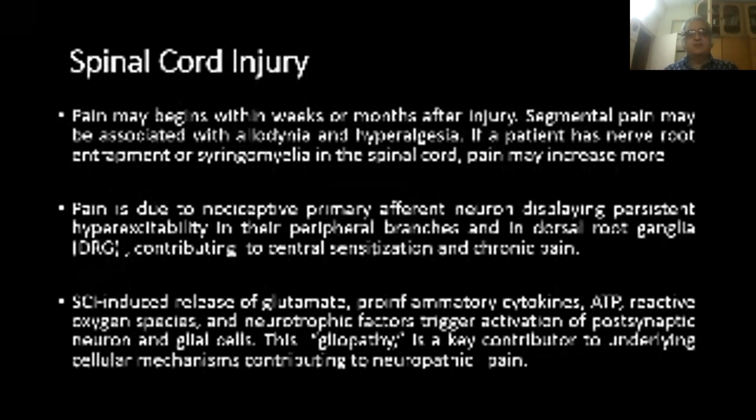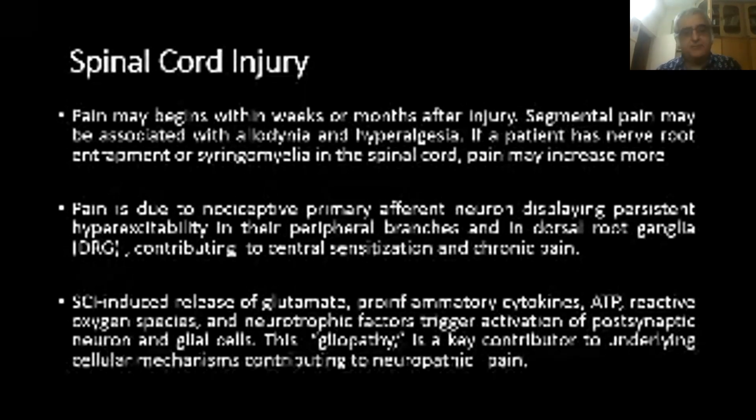And pain in these patients is because of nociceptive primary afferent neurons displaying persistent hyperexcitability in their peripheral branches, even after the trauma has healed. That damage is permanent, and it is permanently causing that sparking because of hyperexcitability and causing, the term is central sensitization. The centers become hypersensitive to the smallest stimuli. Central sensitization is a big topic these days. It is the basis of chronic pain, and you will get a lot of articles on it.